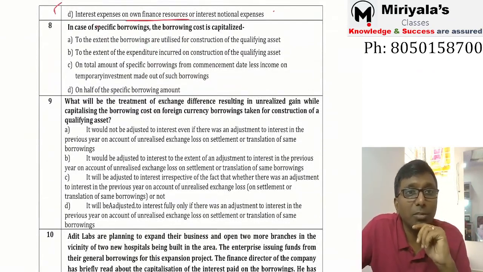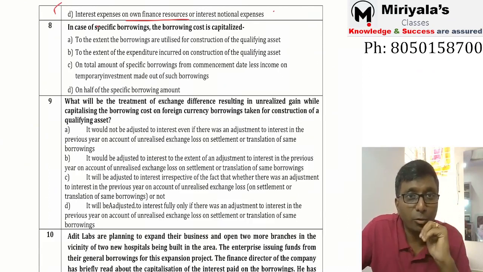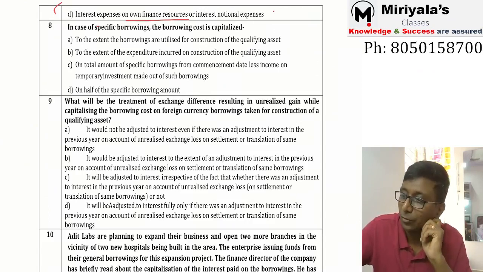Next, in case of specific borrowing, the borrowing costs are capitalized. Correct, na? The borrowing cost is capitalized. Tell me, what do you capitalize? Is it only to the extent of the borrowing that is utilized for the construction of the qualifying asset, to the extent of the expenditure incurred on the qualifying asset, and the total amount of specific borrowing for the commencement date, minus any income on temporary investment. Correct, na? Yeah. So obviously this is correct.